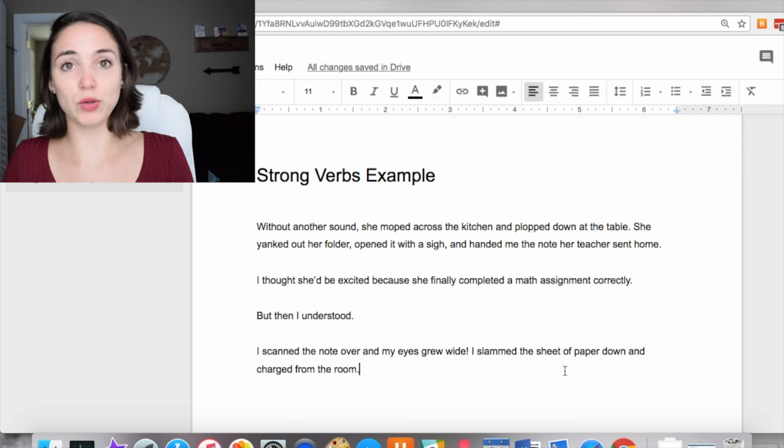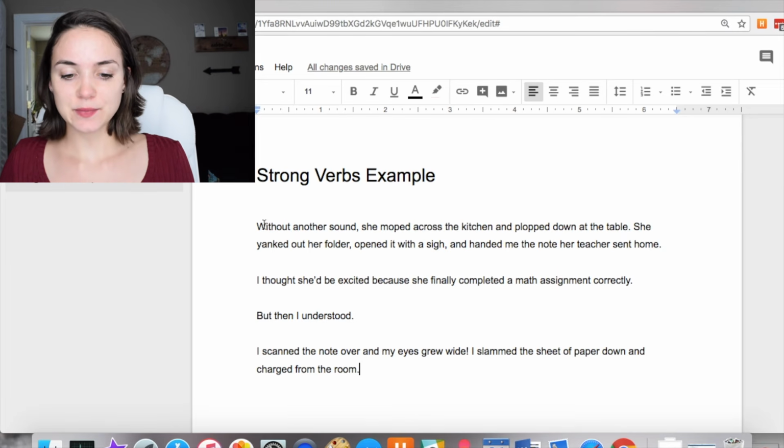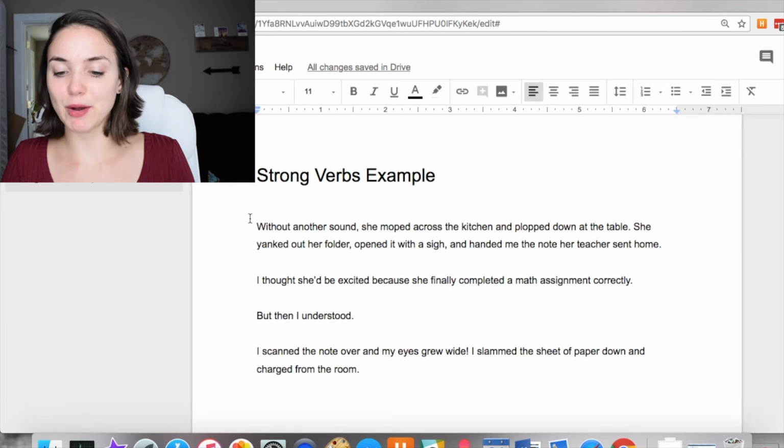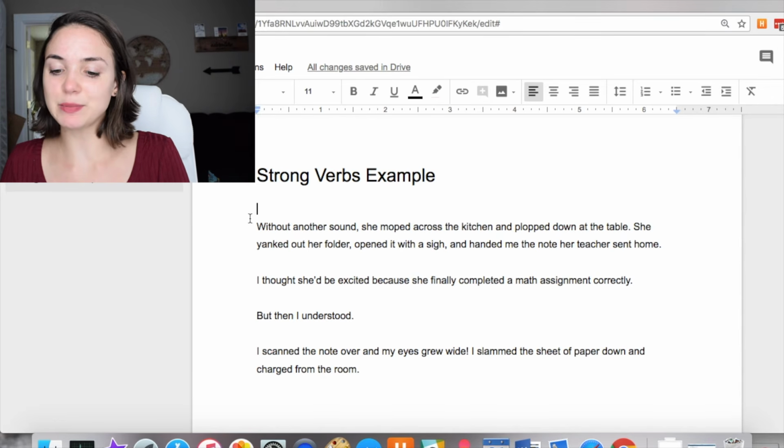So now if we read the whole thing over, it says, "Without another sound, she moped across the kitchen and plopped down at the table. She yanked out her folder, opened it with a sigh, and handed me the note her teacher sent home. I thought she'd be excited because she finally completed a math assignment correctly, but then I understood. I scanned the note over and my eyes grew wide. I slammed the sheet of paper down and charged from the room."